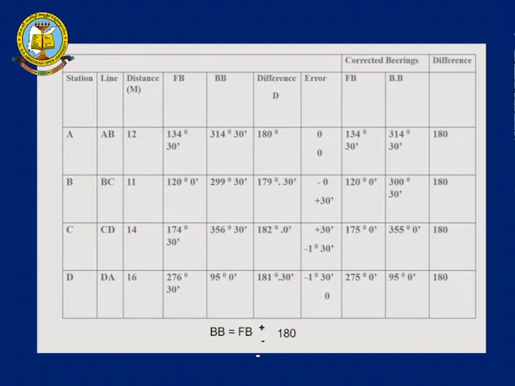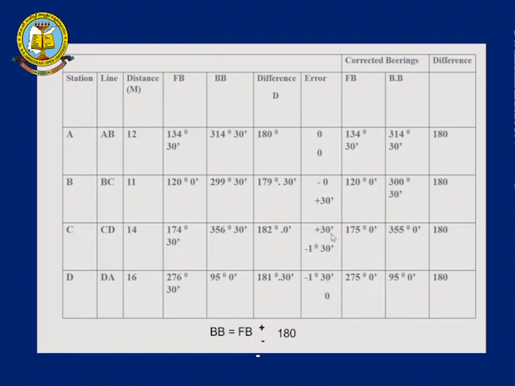Then another thing, now you see the table here. What I did is, for the fore bearing and back bearing, we have found the difference between them. Where it is 180 degrees, whatever calculation you have taken is correct, but here there is a difference of 30 minutes, here a difference of 2 degrees 30 minutes, and here a difference of 1 degree 30 minutes. So in this way you have to find the error.